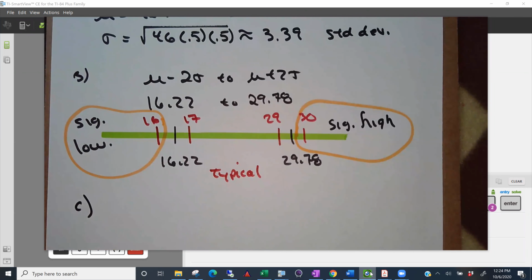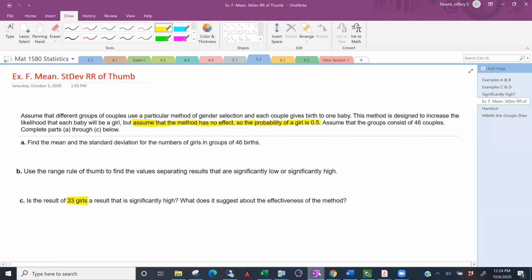The last part of this is right here. Is the result of 33 girls significantly high? So we'll do that part first. Is 33 girls significantly high? Yes, because it falls into our significantly high range.